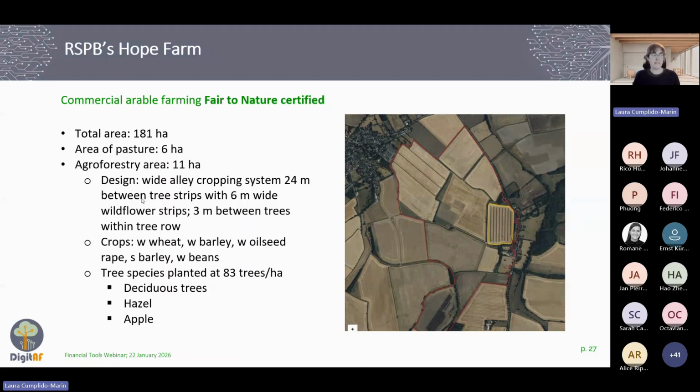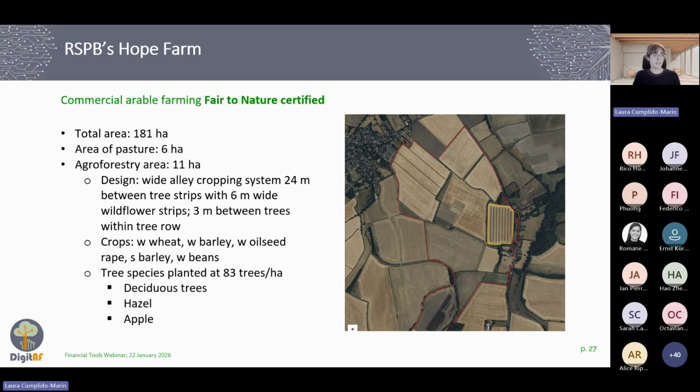It has a total area of 181 hectares with 6 hectares of pasture and 11 hectares of agroforestry. You can see in the map, the red boundary is the whole farm and the yellow boundary is the agroforestry trial. So the design of the trial is a wide alley cropping system of 24 meters between the tree strips and 6 meters wide wildflower strips. And then 3 meters between the trees within the tree rows.